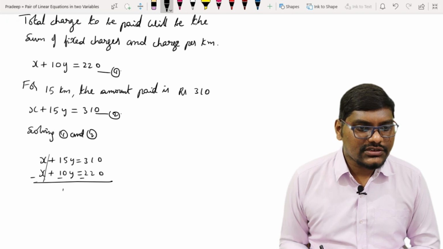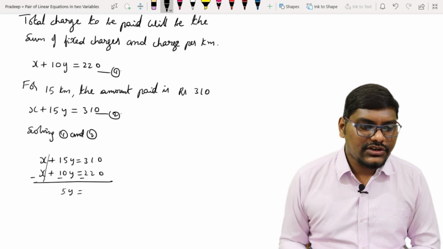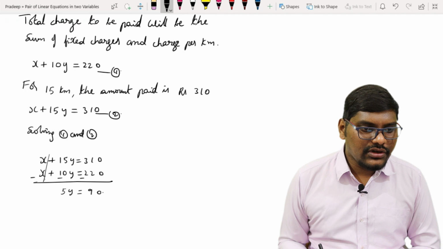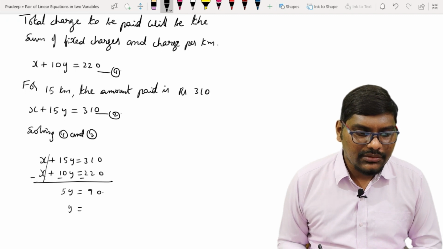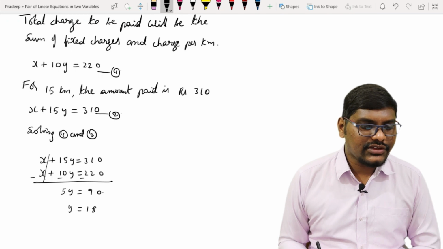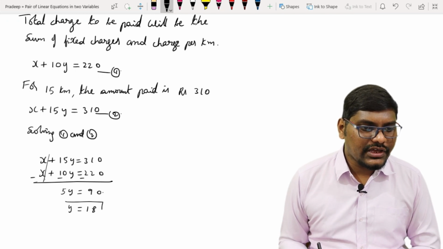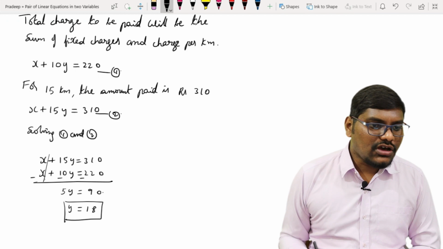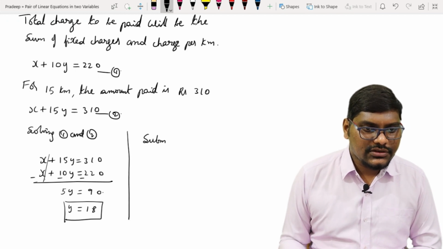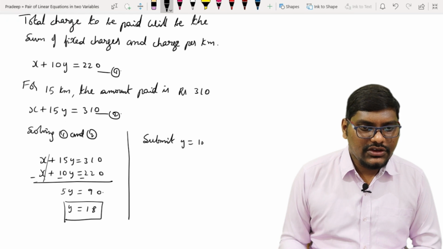15 minus 10 is 5y, and 310 minus 220 is how much? It is 90. So in the 5 table, that was 18, we can cancel 5 ones are 5, 5 eights are 40. So y equals 18. Now I'll be substituting this. I can write, substitute y equal to 18.